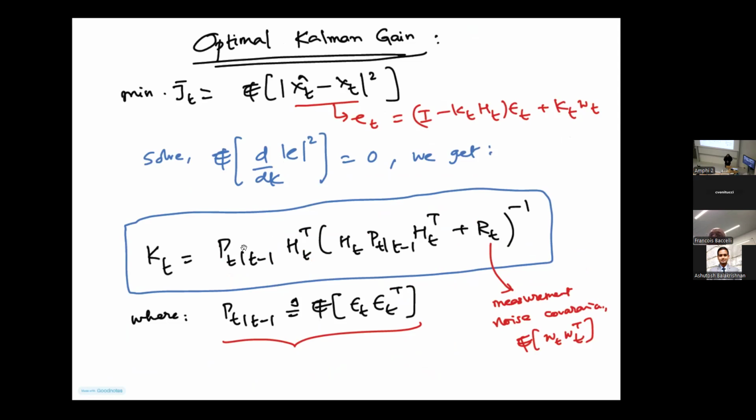What we observe is that the Kalman gain is a function of Pt given t minus 1. Remember that P0 was the initial covariance of the initial state, and Pt given t minus 1 is the expectation of the a priori error. H is the measurement function, and R is the measurement noise covariance. So this is the expression for the Kalman gain.